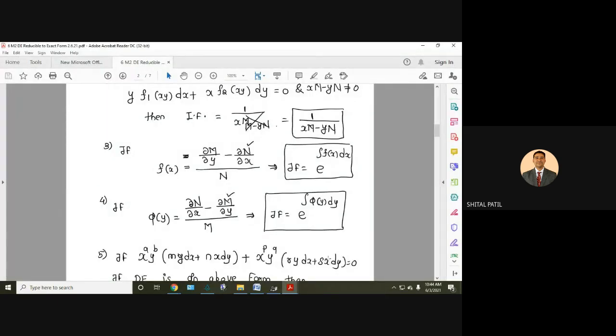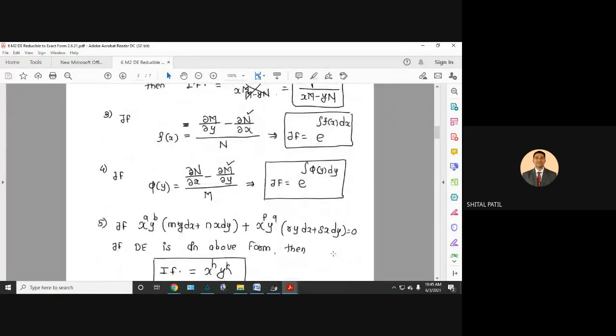So, rule number 3: del M by del y minus del N by del x, divided by N, should be constant or a function of x only. Then the integrating factor is e raised to the integration of f of x dx. Whereas rule number 4: del N by del x minus del M by del y, divided by M, should be a function of y only or constant. In that case, the integrating factor is e raised to the integration of phi of y dy.